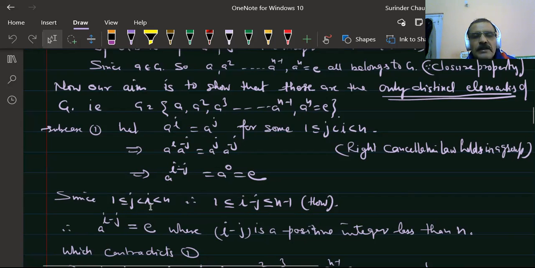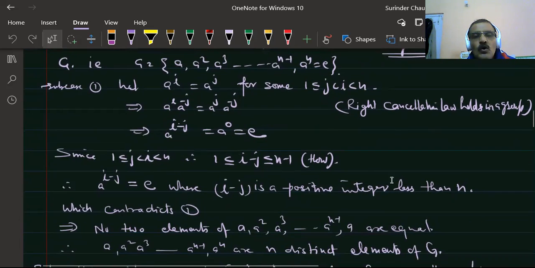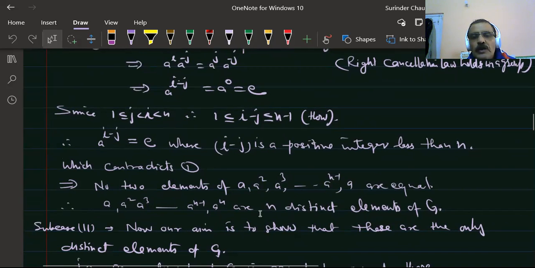Since 1 is less than or equal to J, less than I, less than or equal to n, therefore I minus J is less than n. So A to the I minus J is equal to E, where I minus J is a positive integer less than n. But what was the order of A? It was n. So this is a contradiction to the assumption that two elements of G are equal. This implies no two elements of G are equal. Therefore, all the elements of G are distinct.